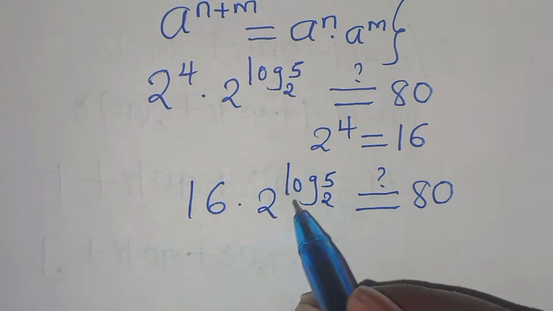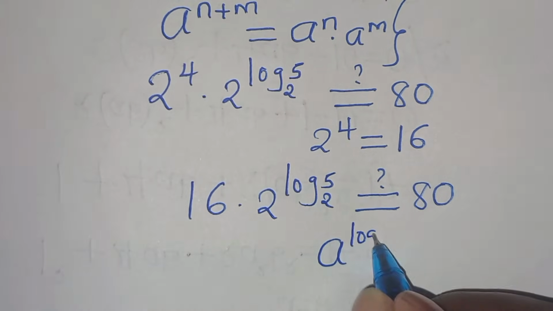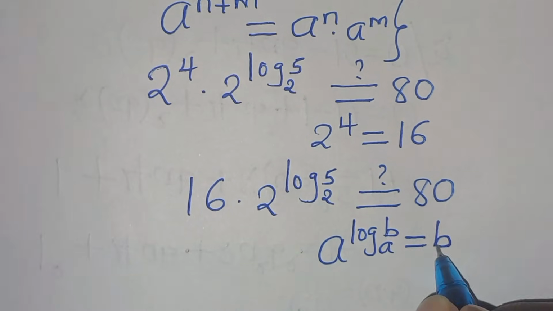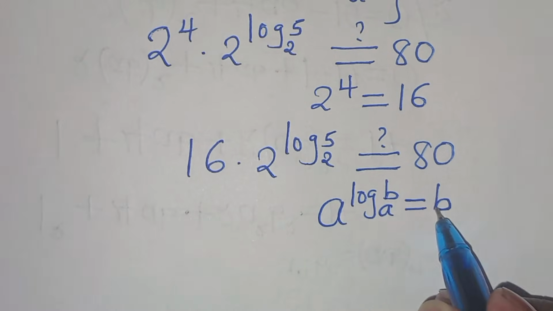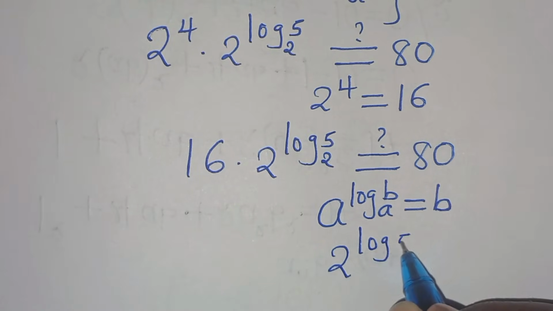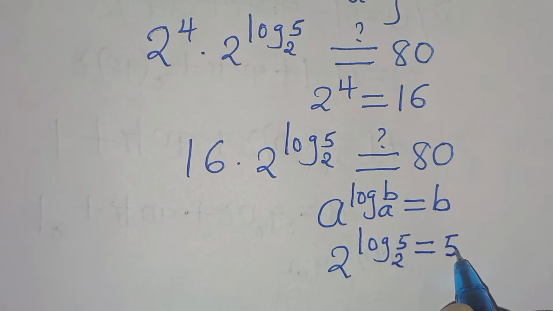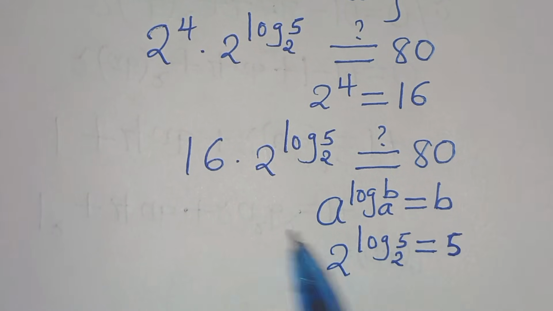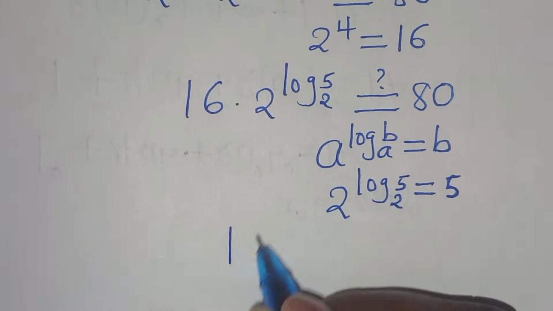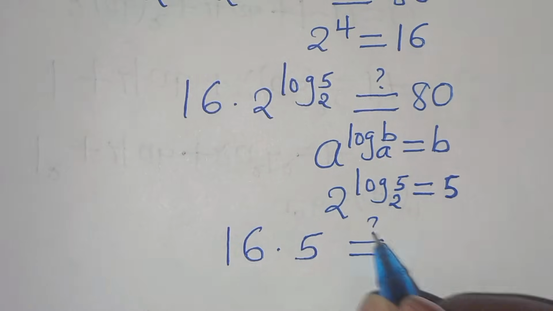Now, 2 to the power of log 5 to base 2 is in the form of a to the power of log b to base a, which is supposed to give us a value of b. Applying this logarithm property, 2 to the power of log 5 to base 2 should give us a value of 5. So let's substitute 5 back into the equation here. This means we have 16 multiplied by 5. This should give us a value of 80.